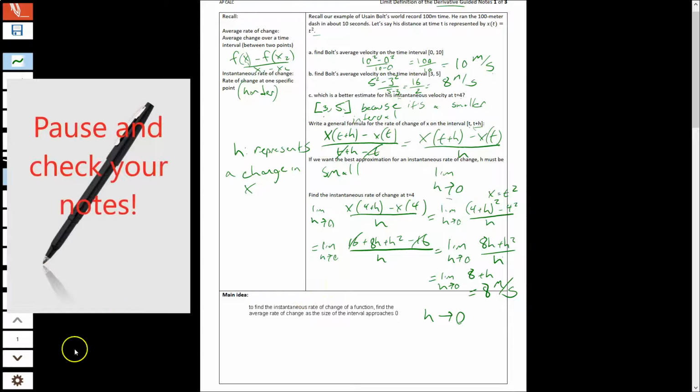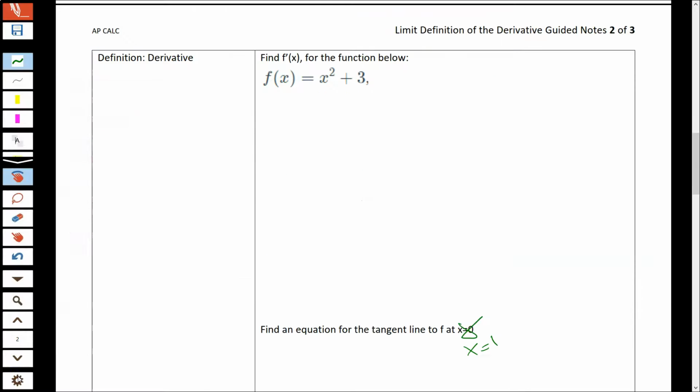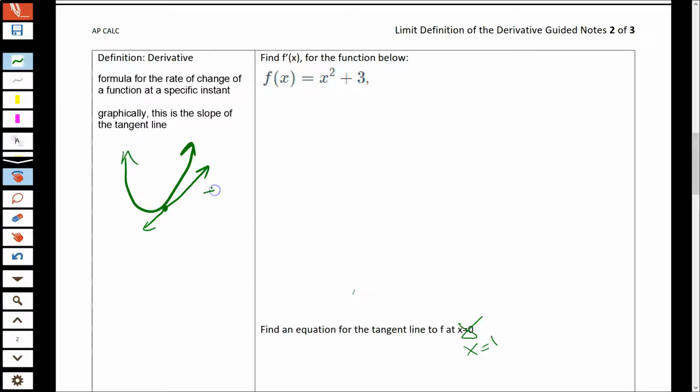Tell you exactly what the word derivative means finally. So the derivative is exactly what we just did. It's the instantaneous rate of change. It's the rate of change for a function at a specific instant. And that rate of change depends on x. So we're going to have a formula with an x in it, so it changes as we move about the curve. So graphically, this would be the slope of a line that just touches a curve at a certain point. So that's what we're finding when we find the derivative.